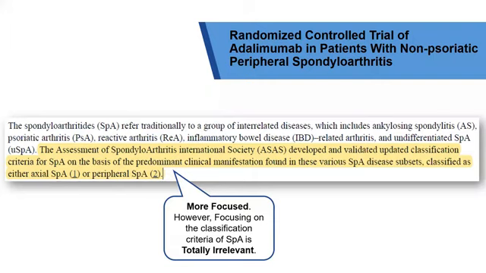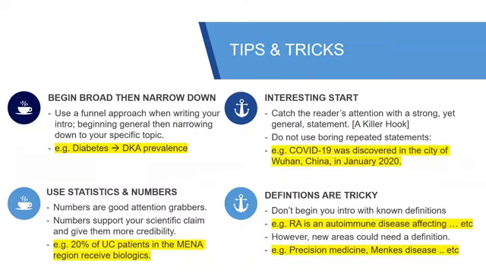However, focusing on the classification criteria of SPA is totally irrelevant to our title, which is, again, a randomized controlled trial, an RCT on adalimumab in patients with non-psoriatic peripheral spondyloarthritis. So you can see that it's quite irrelevant to the topic. And if you read the rest of the introduction as well, it's also quite irrelevant, and they took much time to reach the goal that they want to reach in the introduction. So, regarding the first part of the introduction, there are some tips and tricks.